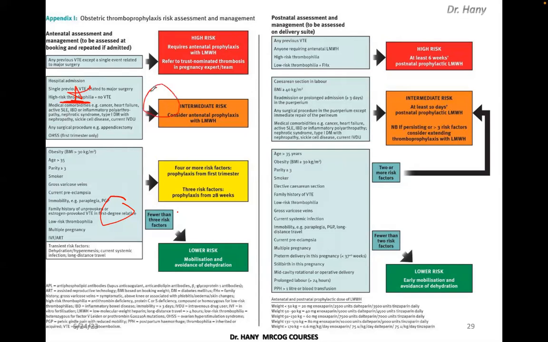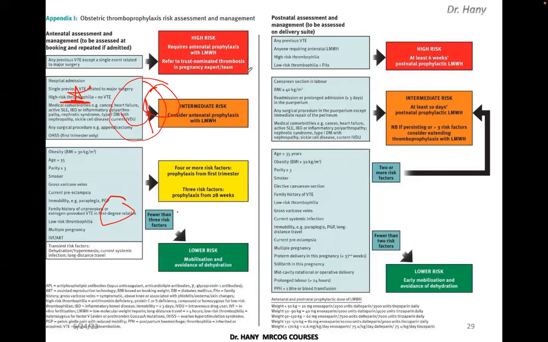So from 28 weeks. Bridging, I will speak about the bridging. So any question here about the chart? I will collect the score if I have 4 risk factors antenatal from booking. Antenatal means from booking. Consider antenatal from booking if you have score risk factors.